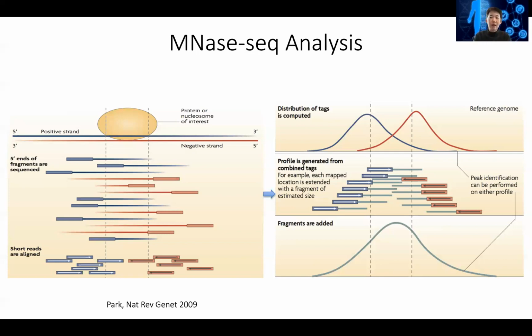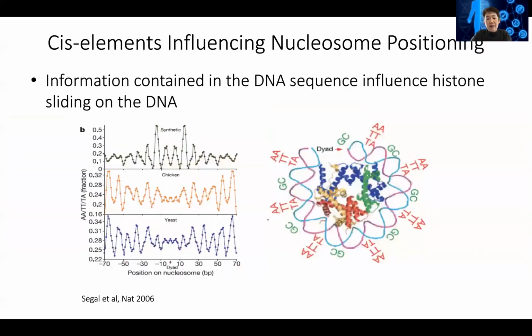But occasionally, you would see a very well-positioned nucleosome, which means across millions of cells, or many, many cells, this nucleosome is always at this position. And then you will see a very clear peak. And so there are different factors that influence nucleosome positioning.